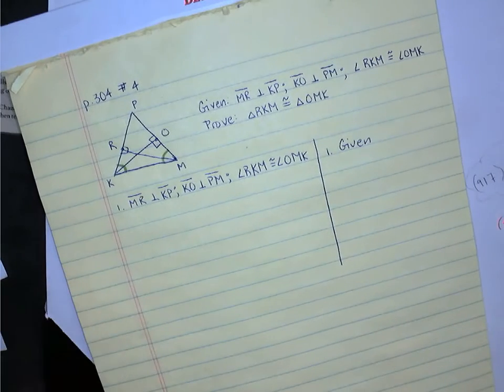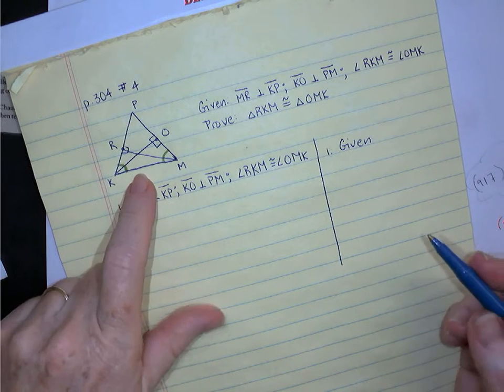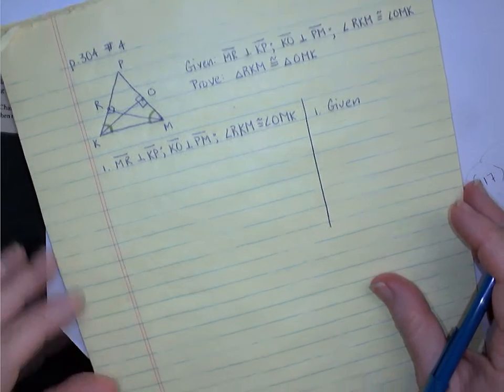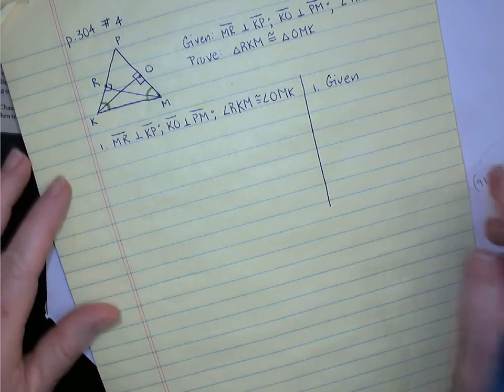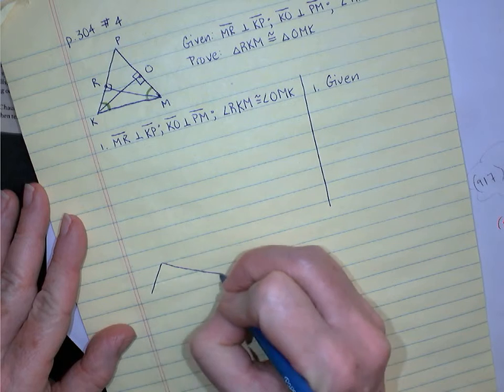For question number 4, we have one of those overlapping triangle situations. So I'm going to redraw these. And you know that when we have overlapping triangles, we're really always looking for a shared side or shared angles. So we have RKM. So RKM is this little skinny one over here.